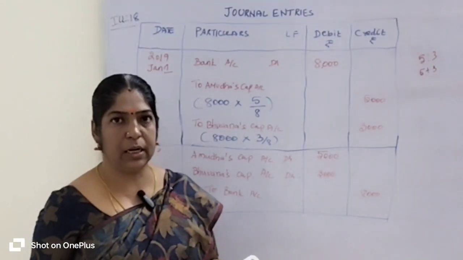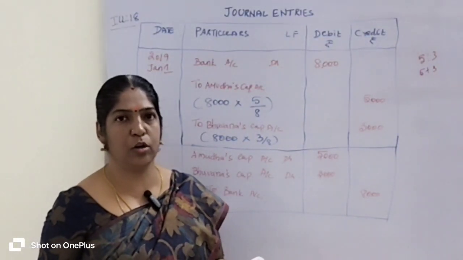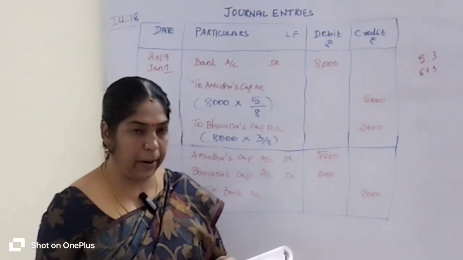Hi students, 12th Standard Accountancy, Chapter 5, Admission of Partner, Illustration, sum number 18.